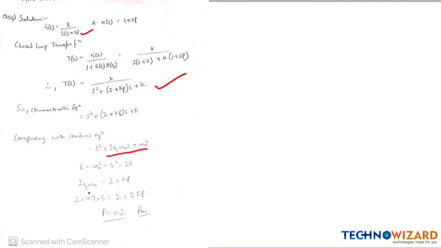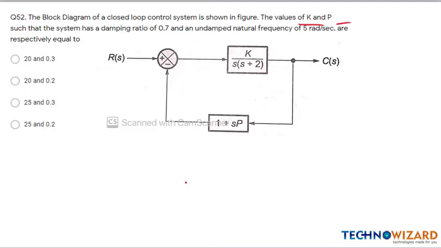On comparing, you will get K is equal to 25 here, and P will be equal to 0.2. Therefore, 25 and 0.2, therefore option D is the correct answer here.